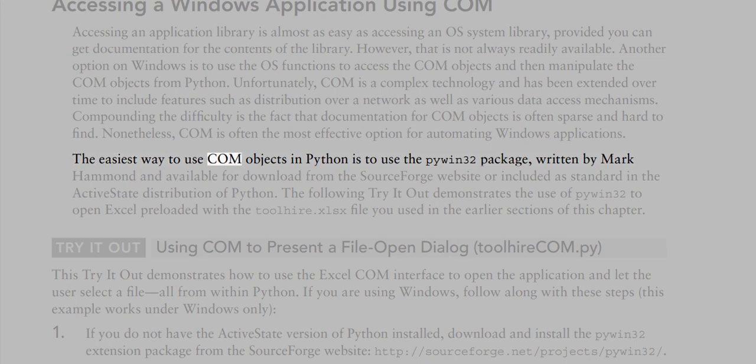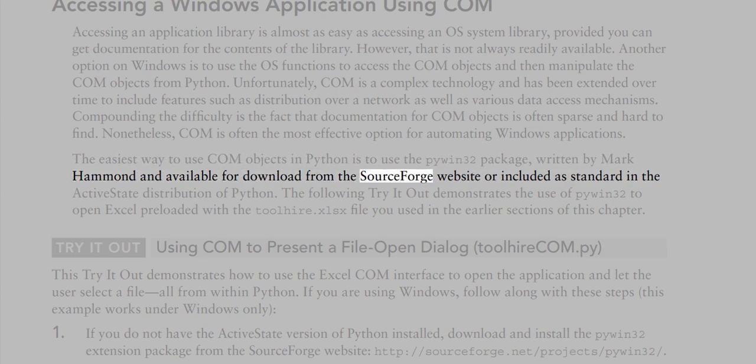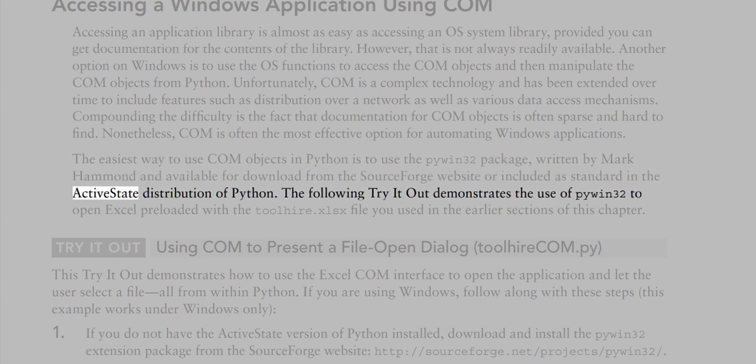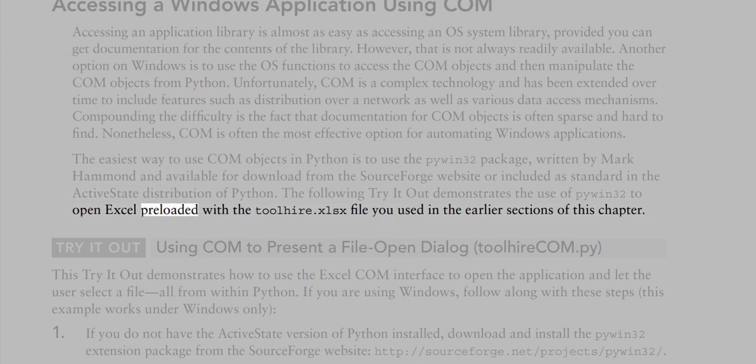The easiest way to use COM objects in Python is to use the pywin32 package, written by Mark Hammond and available for download from the SourceForge website or included as standard in the ActiveState distribution of Python. The following Try It Out demonstrates the use of pywin32 to open Excel preloaded with the toolhire.xlsx file you used in the earlier sections of this chapter.